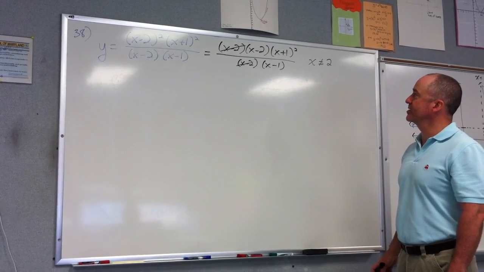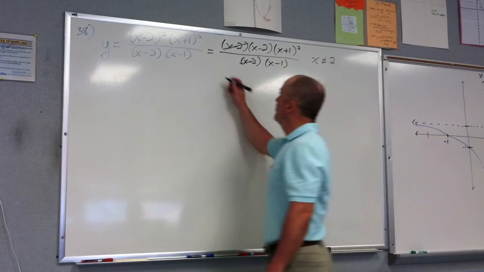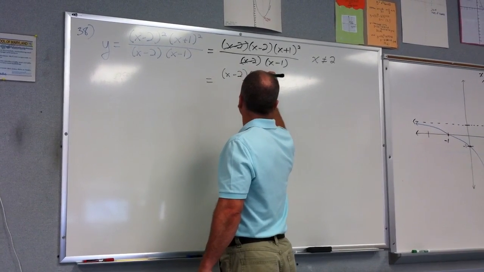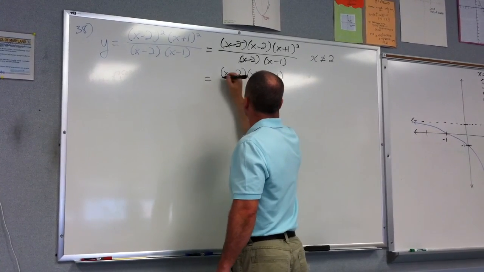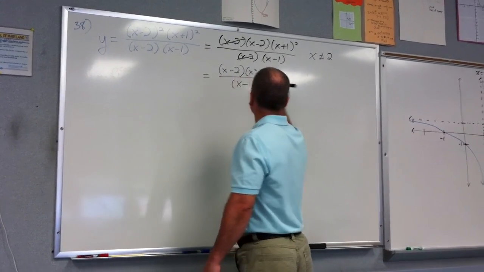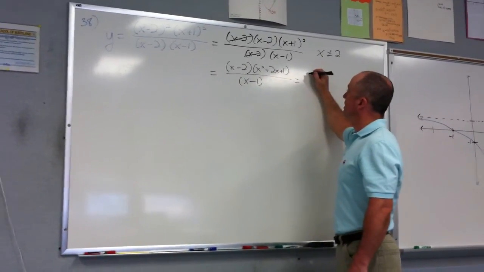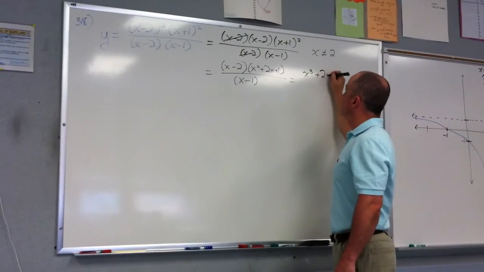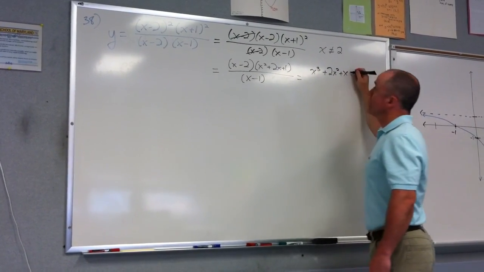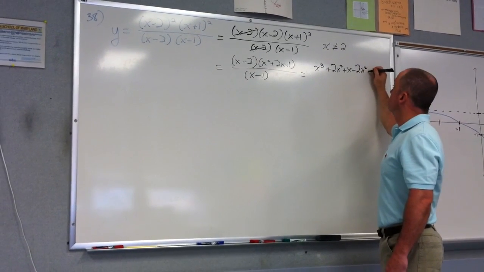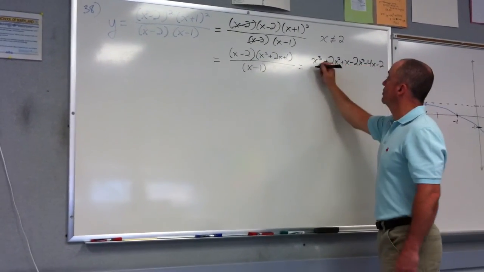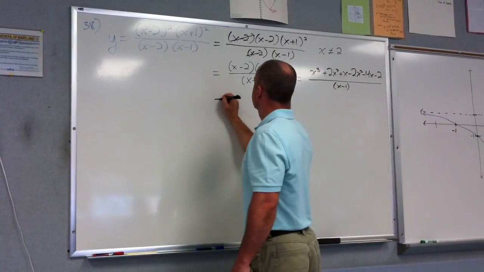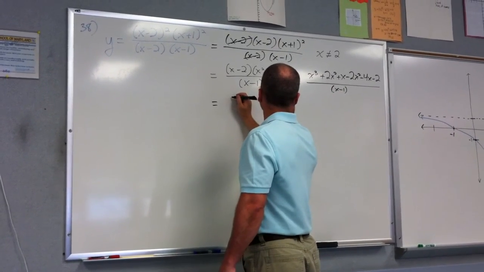It's not going to be a slant asymptote still, it's going to be too big. If you FOIL this out, you should get x minus 2 times x squared plus 2x plus 1 over x minus 1. And then this last one will be x cubed plus 2x squared plus x minus 2x squared minus 4x minus 2 all over x minus 1. It has to be exactly 1 degree higher to make it a slant.